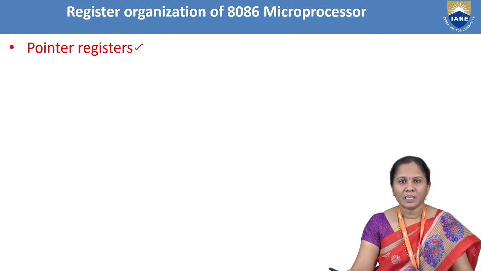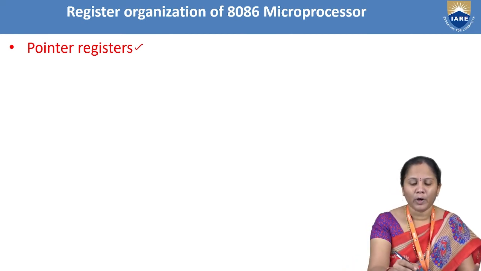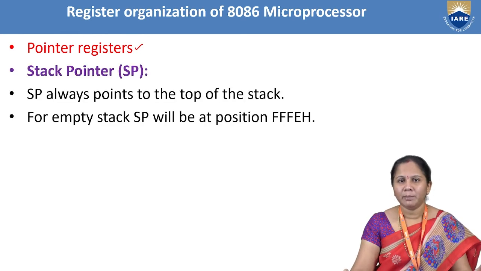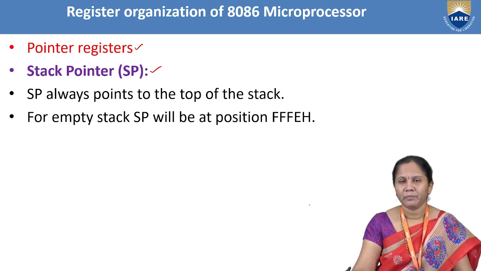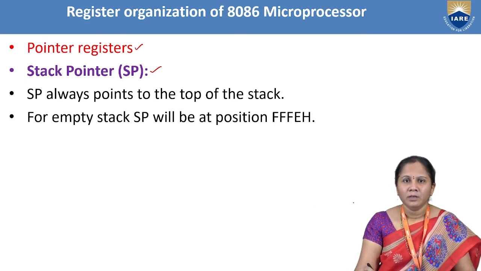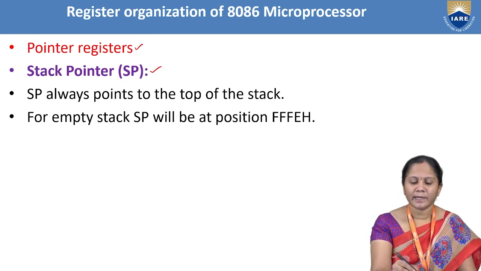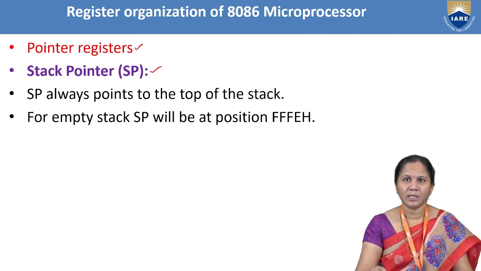Next, the classification of registers is pointer registers. The pointer registers available in the 8086 microprocessor are the stack pointer, base pointer and instruction pointer. All these pointer registers are 16-bit registers. Now, coming to the detailed discussion about each pointer register, here comes the stack pointer, which is represented with SP.